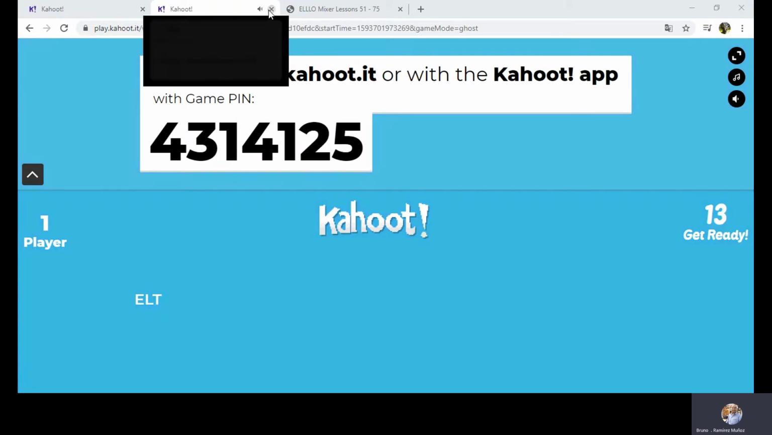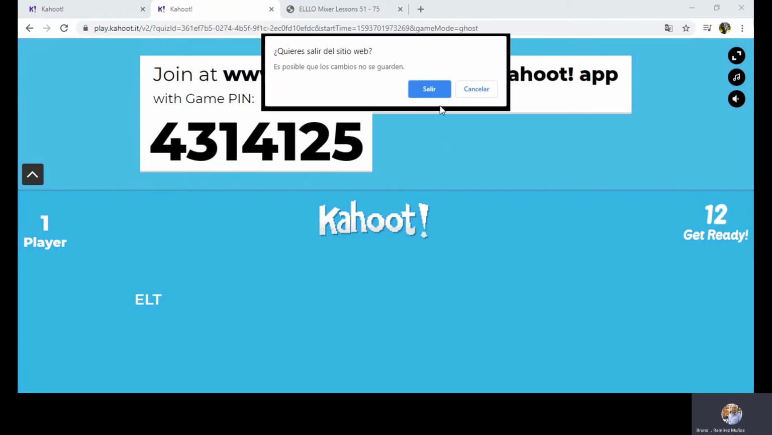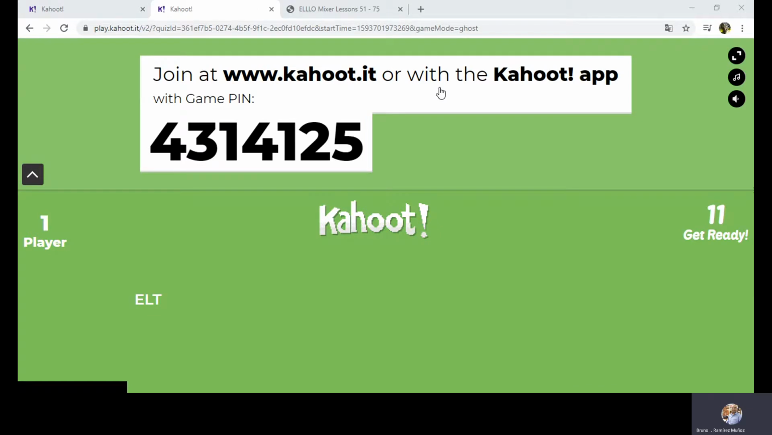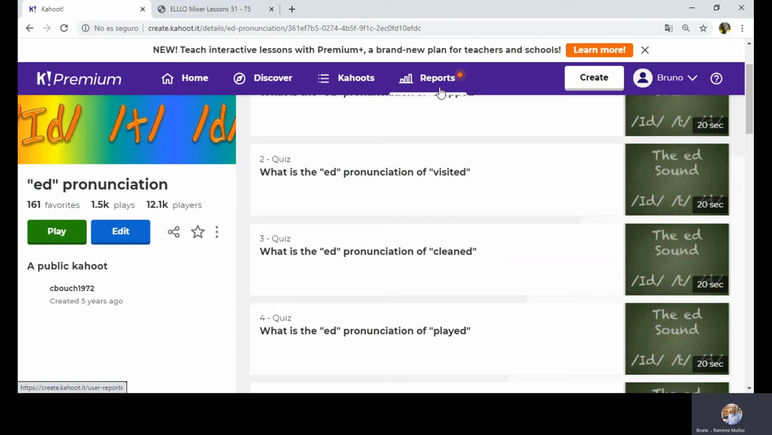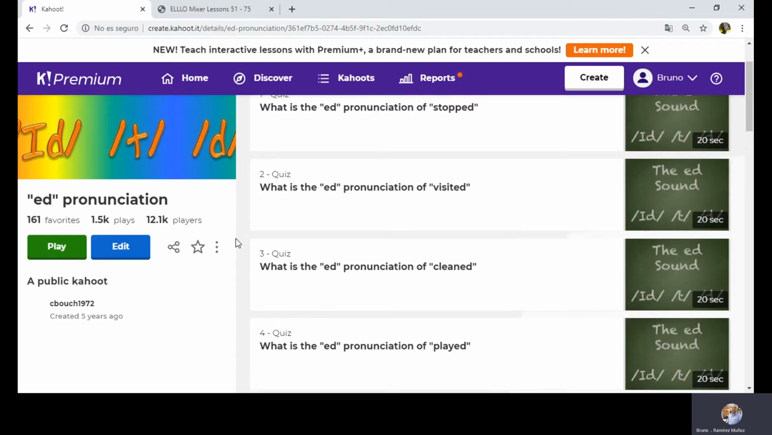Okay, so this was the code that I wanted to share with you. I'm going to post it in the LMS for you to play it. You can play it without a timer, so you are not competing actually with anyone, but only with yourself.